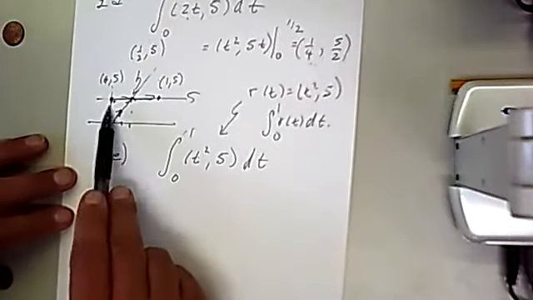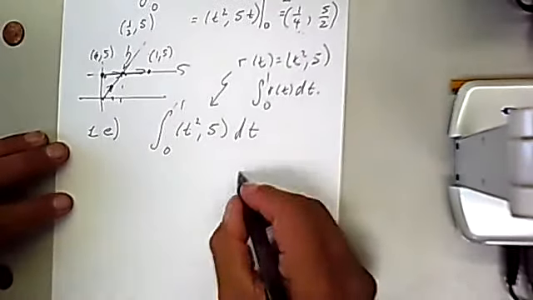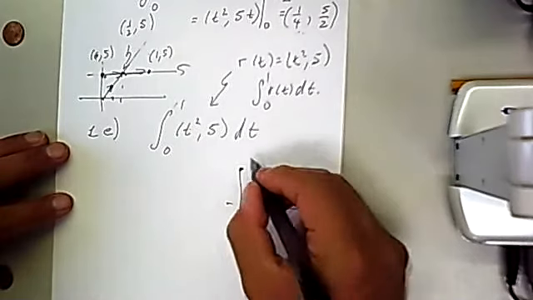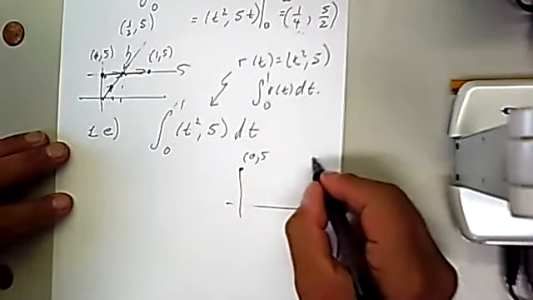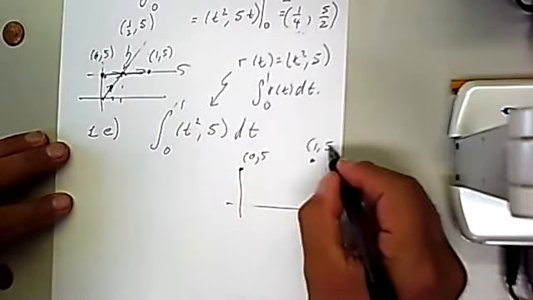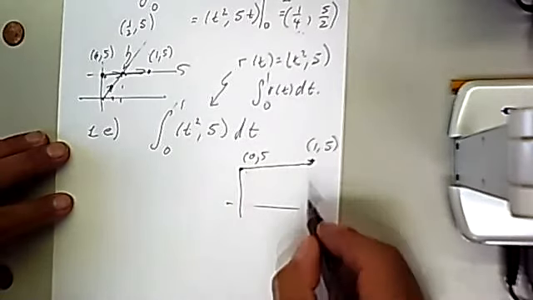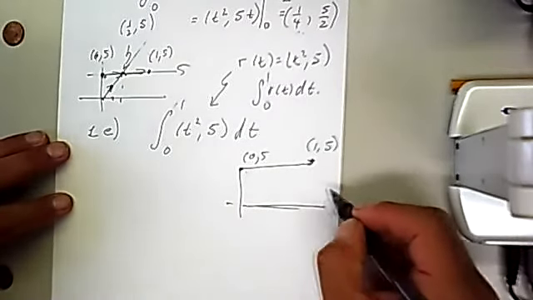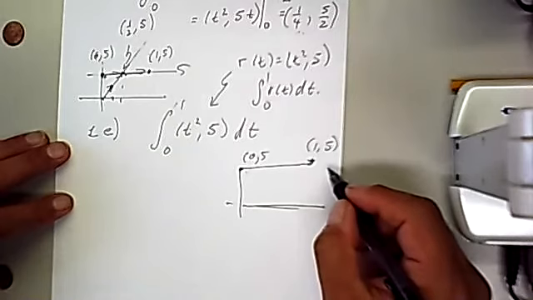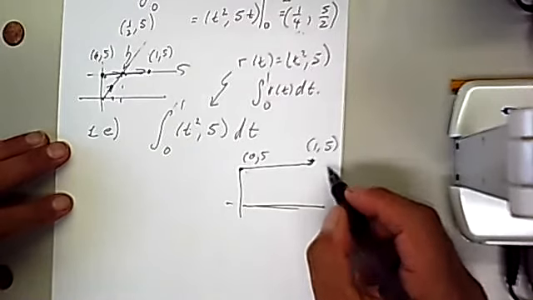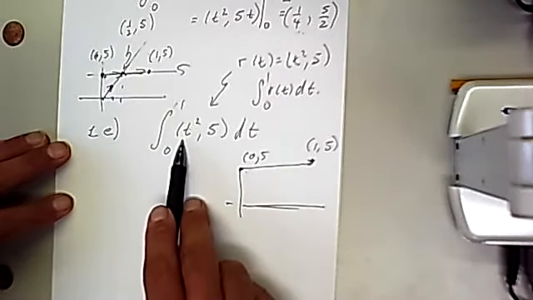So this is the same line as before, from 0, 5 to 1, 5. This is supposed to be horizontal. It looks not too horizontal. And the question is, what are we getting? Oh, what is happening here?